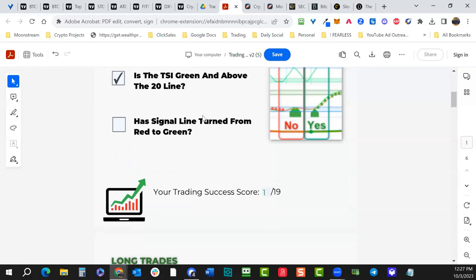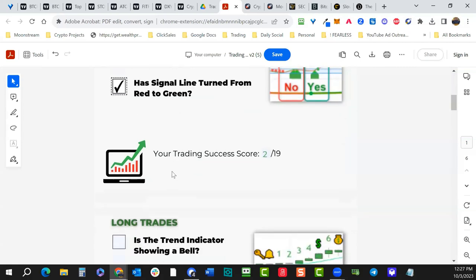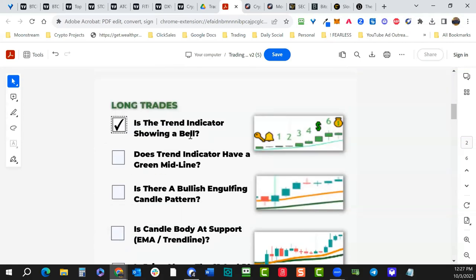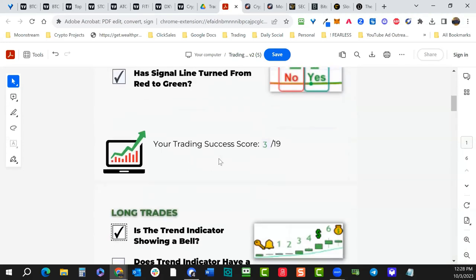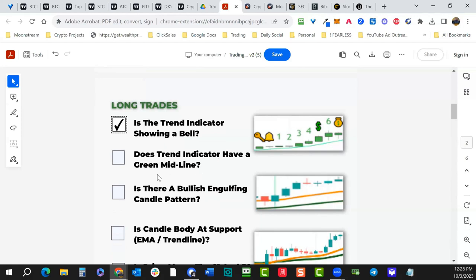Again, this is a great handy tool. So when you start to get above one out of 19, above three or four out of 19, that's a trade that's worth taking. And again, that trend indicator showing the bell is what we want to look for, as well as these other ones up here. And any more above that, on top of that, are gravy.